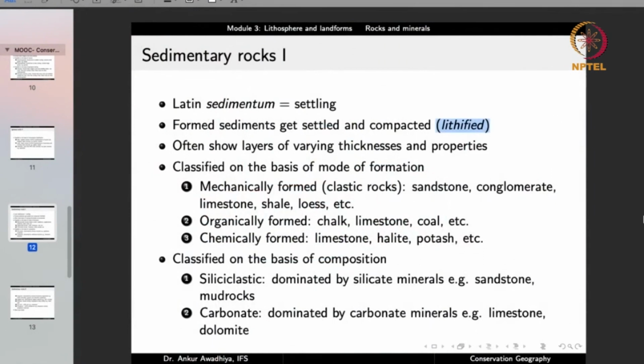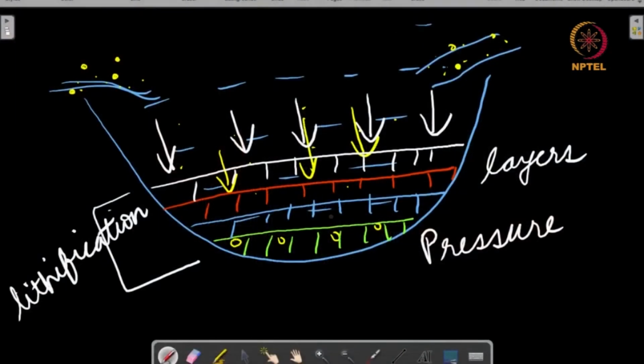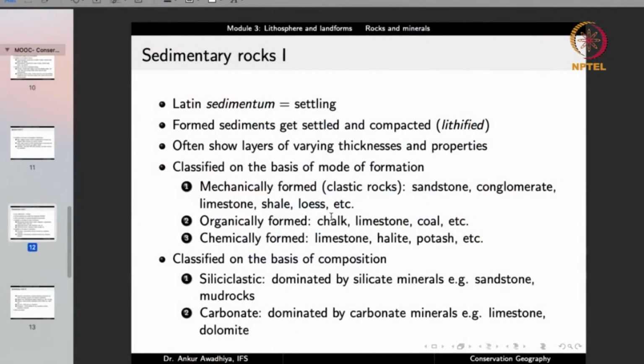Now on the basis of their mode of formation, we can have mechanically formed rocks that are also known as clastic rocks. Mechanically formed means that they are being formed because of the pressure, the similar mechanism as we saw here. So these will be referred to as clastic rocks or mechanically formed rocks. Good examples are sandstone, conglomerates, limestone, shale, loess, and so on.